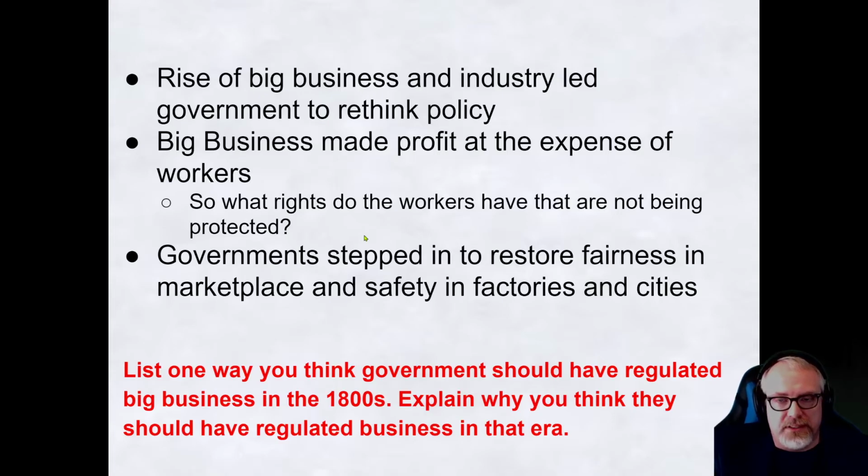So the rise of big business and industry led the government to have to rethink its policy because in the United States, for example, some of these industrialists were so wealthy that they pretty much owned Congress. Like J.P. Morgan, a famous financier, he bought out Carnegie Steel. He actually bails out the United States when it goes bankrupt with his own money. So these people are probably a risk to democracy.